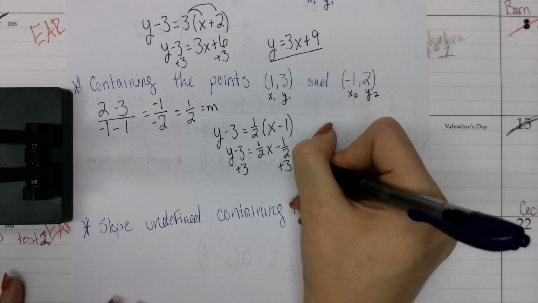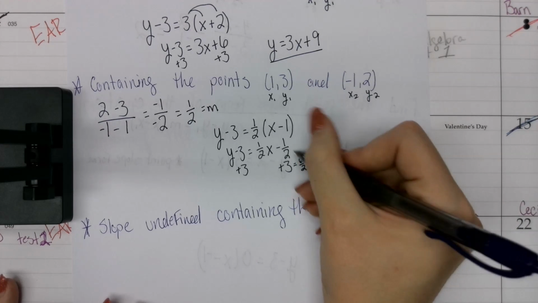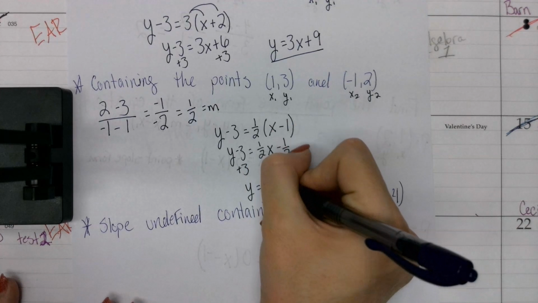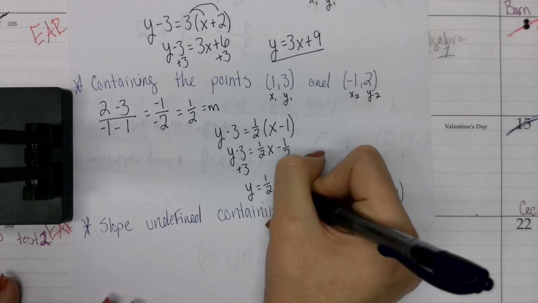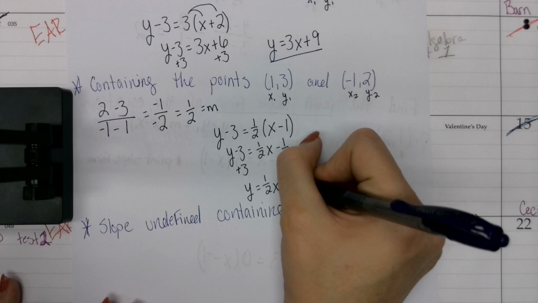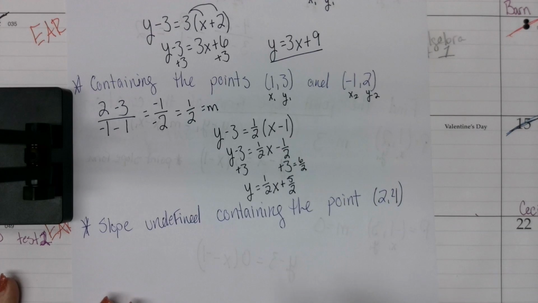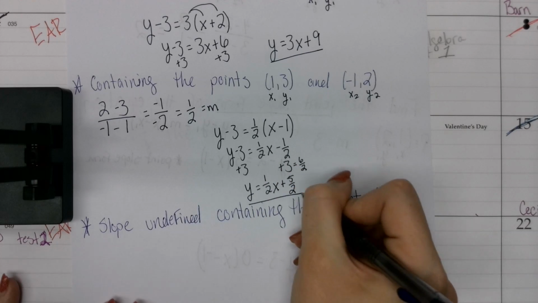Now 3 is the same as 6/2. So I'm going to use that when I go to combine these. So y equals 1/2 x, -1/2 plus 6 would be plus 5/2. Now then, that would be my answer, and that's how I'd type it in.